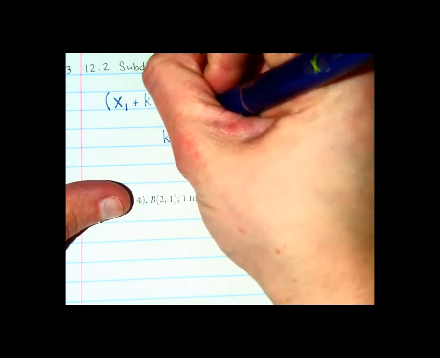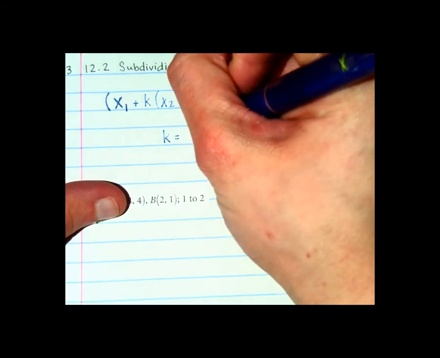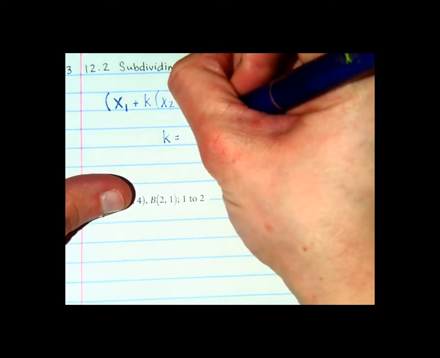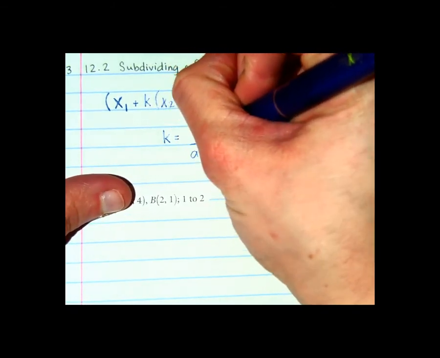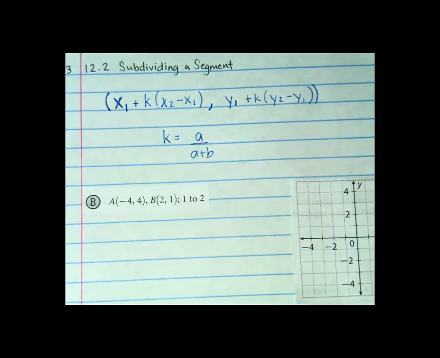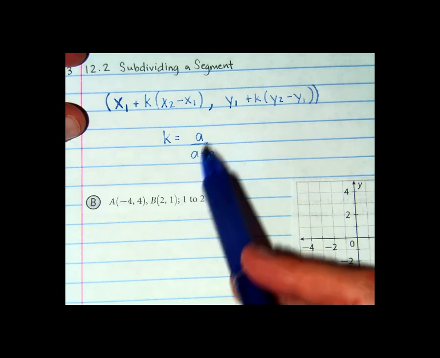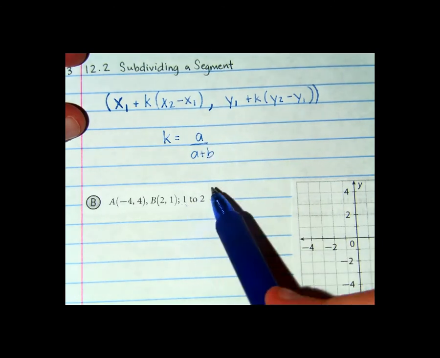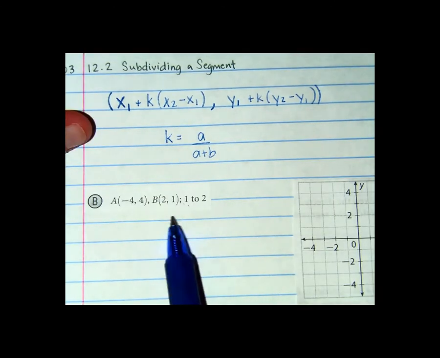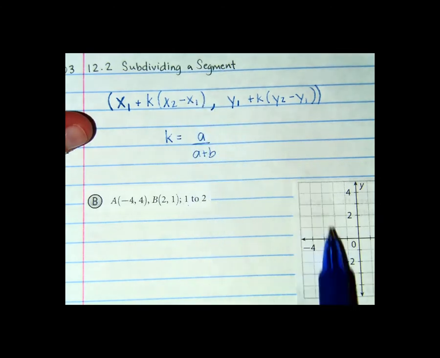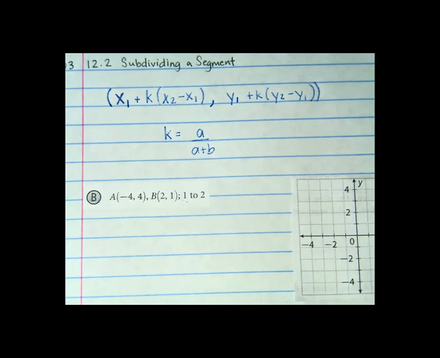K is A over A plus B, which is the ratio, like from letter B, 1 to 2. A is 1, B is 2, and we're going to talk about it. We're going to do B with the formula and on the graph. You get to decide which one you like better and use that. So, once you get that written down, we're going to look at letter B.